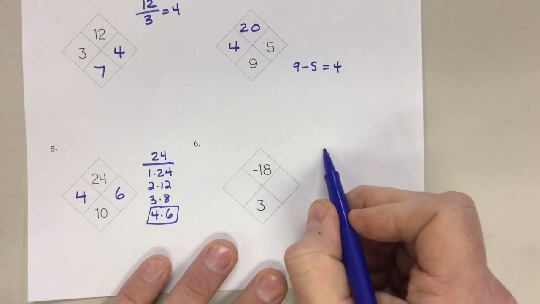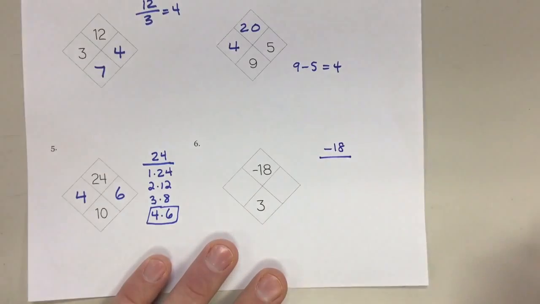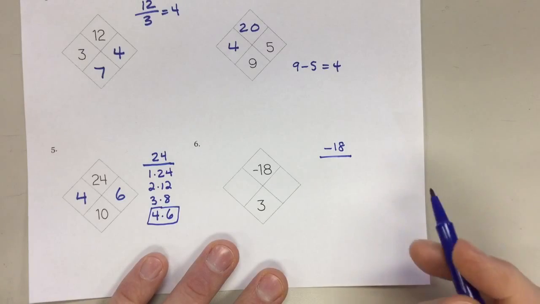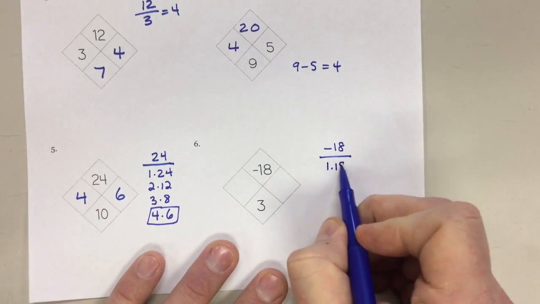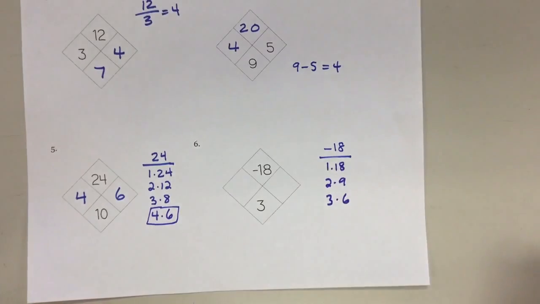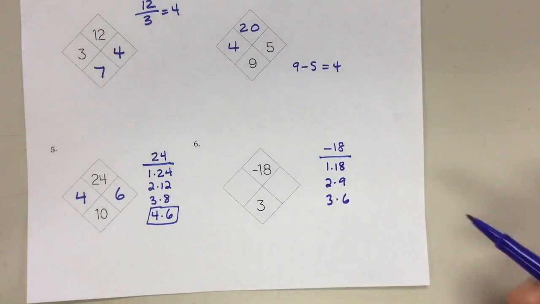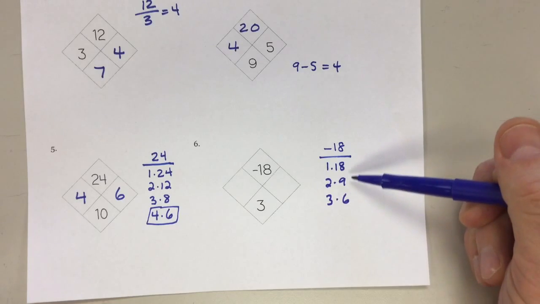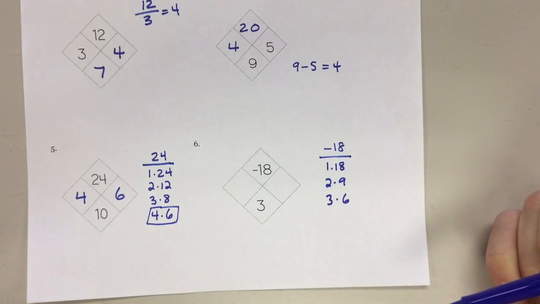So again, what I would do is take negative 18 and write it over here. Think of all the ways to multiply two numbers together that would give me 18. So like 1 times 18, 2 times 9, 3 times 6. Now, since I need negative 18, that means one of the pairs of these numbers will be negative.